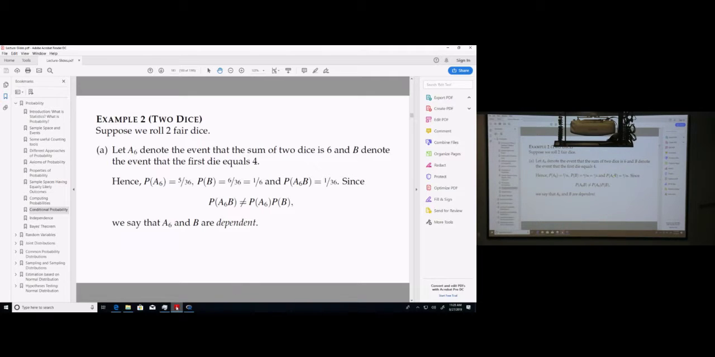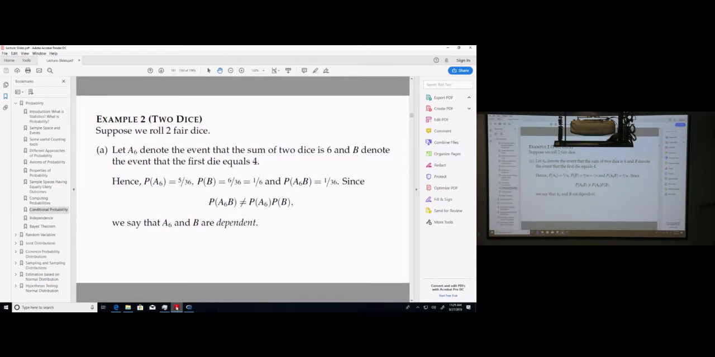A6 intersect B means that the sum is 6 and the first one is a 4, so the second one has to be a 2. There is only one such outcome, and it is 1 over 36. If you multiply the two probabilities, this would be 5 over 216. And if you change 1 over 36 to the same denominator, it is 6 over 216. So they are not equal. What it means is that if you know something about the first die, whether it is equal to 4 or not equal to 4, it affects your sum.